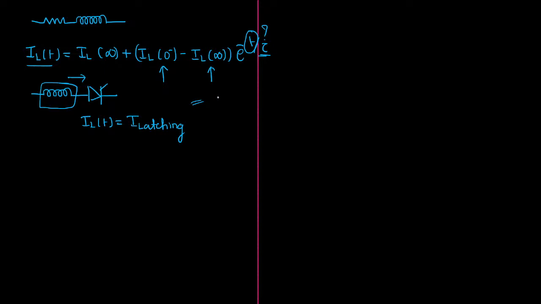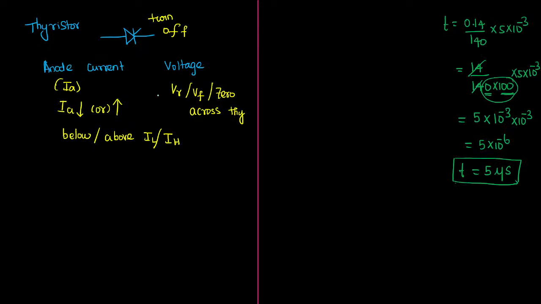Okay, fine, sir. Another question. So this is the second question. Basically, what they are asking is, they are willing to turn off the SCR. So in order to turn off the SCR, first they are giving one statement about the anode current. Anode current means the current flowing from anode to cathode. Anode current must go. So you have to decrease the anode current or increase the anode current.